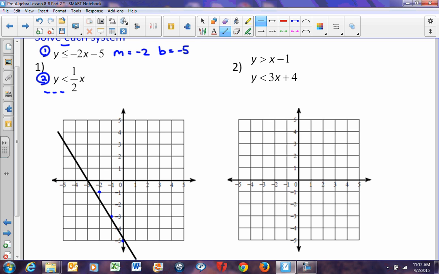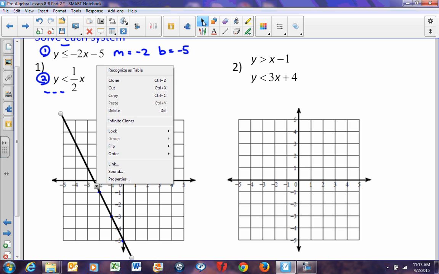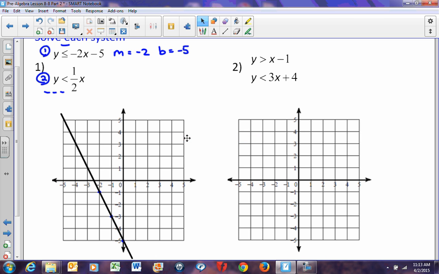And boy, did I miss. Good thing I can fix this. And adjust this just ever so slightly. There we go. Adjusted my graph. I'll lock it in place. I'm going to put my arrowheads on it, and I'm going to number it equation number 1.